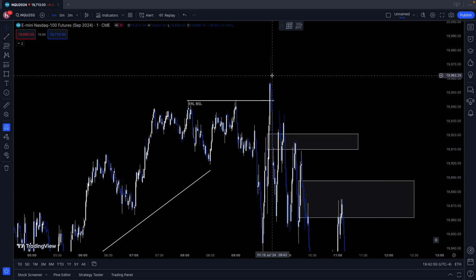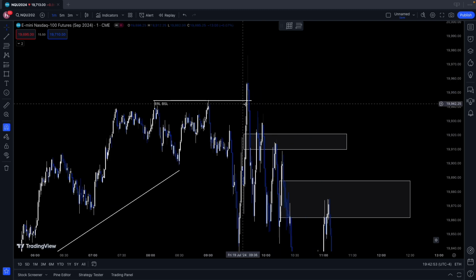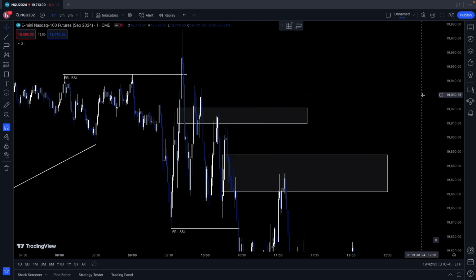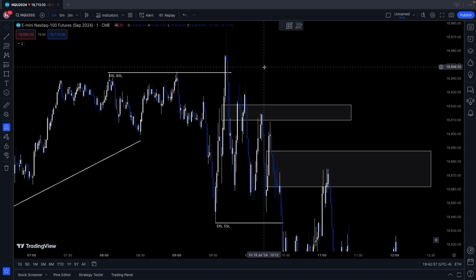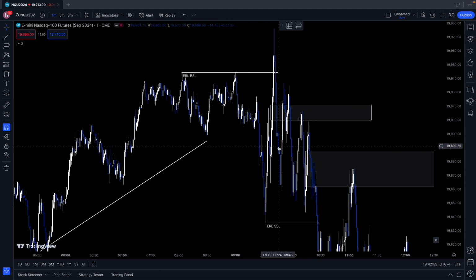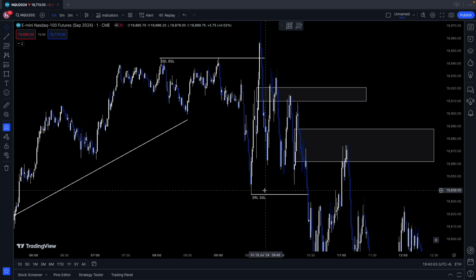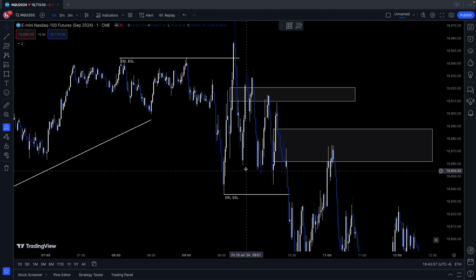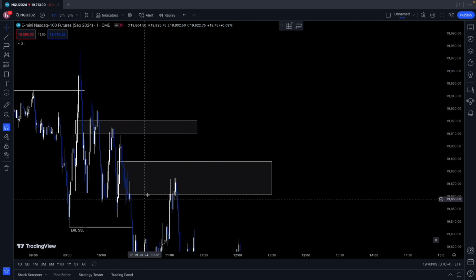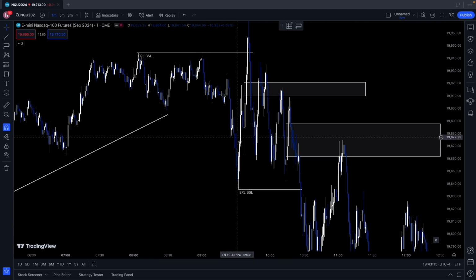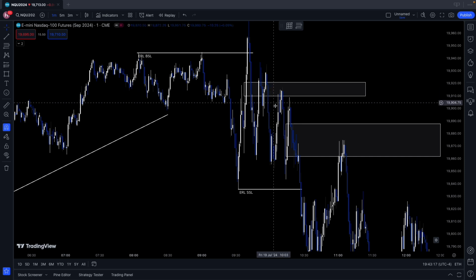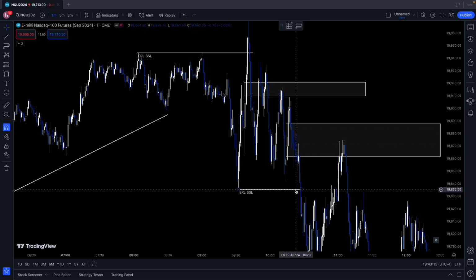Right here, we reached above that external buy side liquidity, and we know that when price reaches for external buy side liquidity, you can expect price to reach back to internal. And right here, we reached back into internal liquidity, inversing this 1-minute fair value gap. So you can expect price to come and reach for this internal level of external sell side liquidity, because we want to see lower prices. So after that, price reached back into that 1-minute inverse, coming lower, taking out the external sell side liquidity.